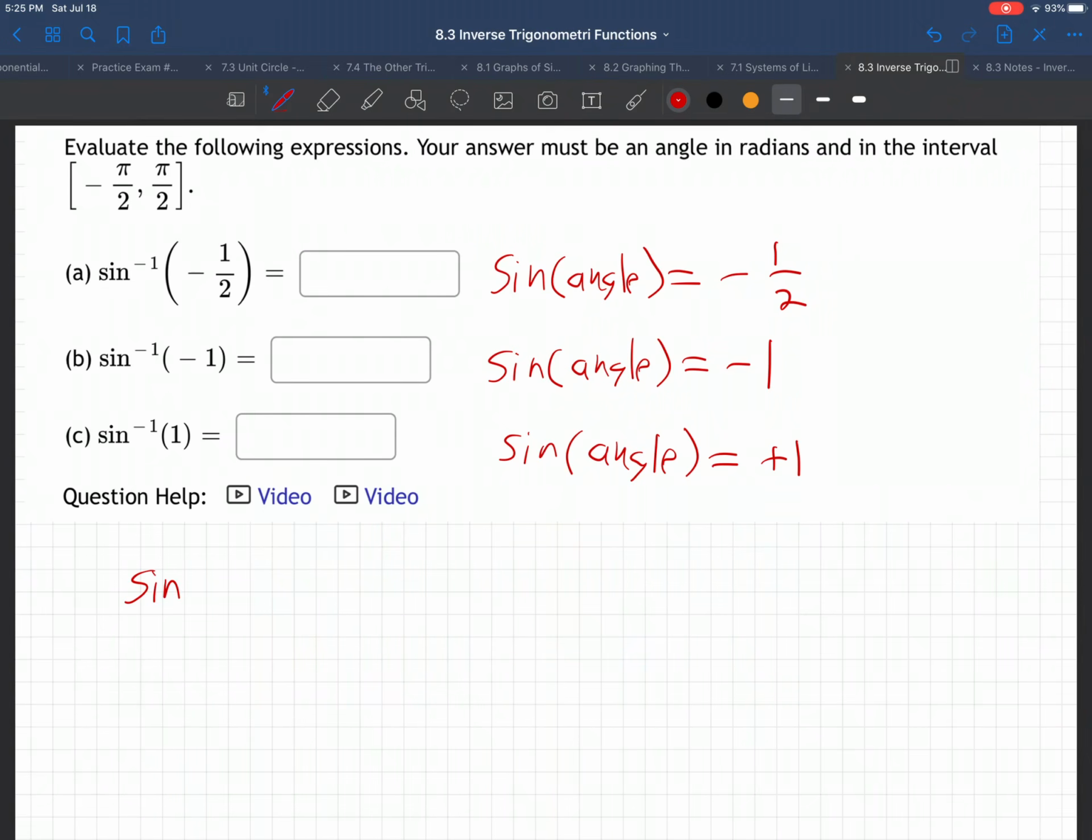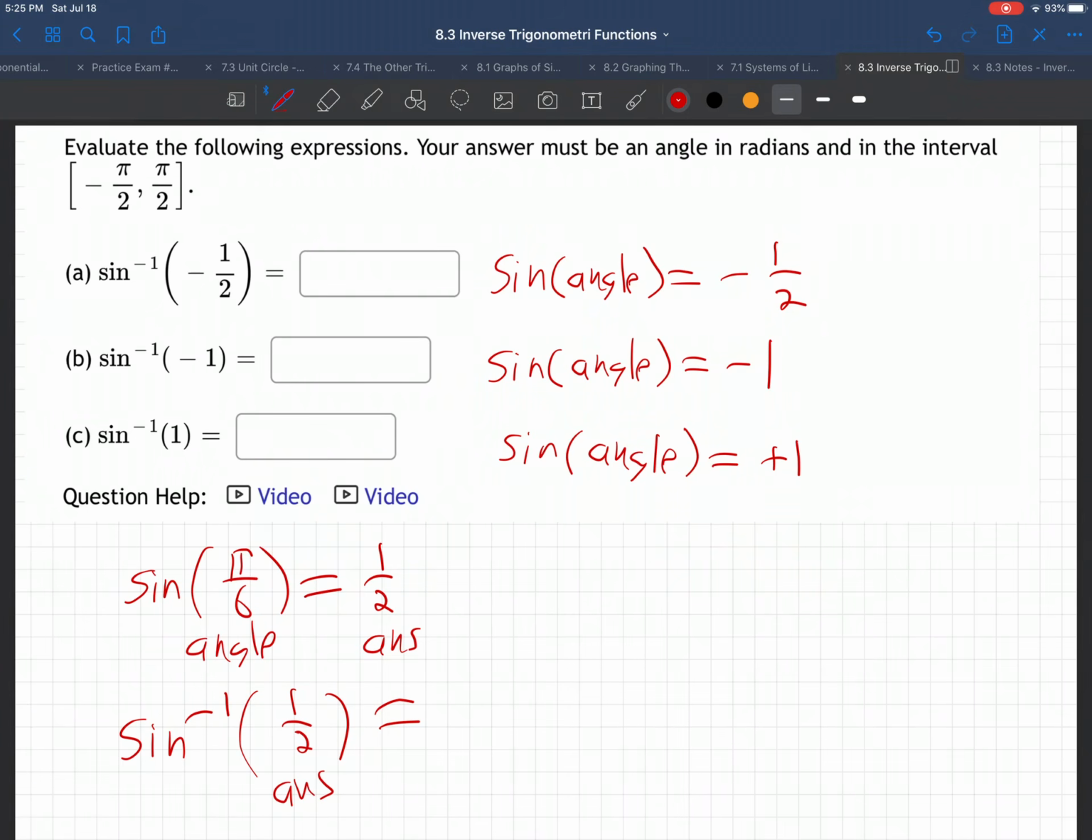So for example, we could say the sine of pi over 6 is a half. This is the angle. This is the answer. So I could switch it and go sine inverse of a half, putting the answer here, equals pi over 6. The angle goes out there. So an inverse function, you remember, switches inputs and outputs, switches x and y. That's what an inverse function does. It inverts. It switches the positions.